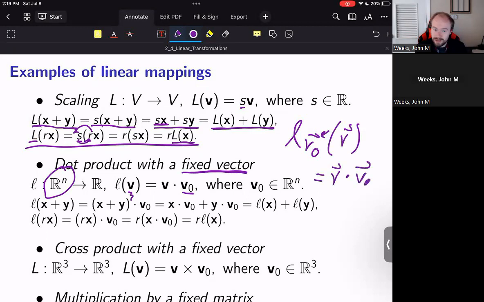What you get is a scalar. You get something inside of the real numbers. This is a linear functional. Linear functional, again, is something that has a range space of the real numbers. We can check to see that the dot product is indeed linear in its first vector here. And so because of that, this is another example of a linear mapping.